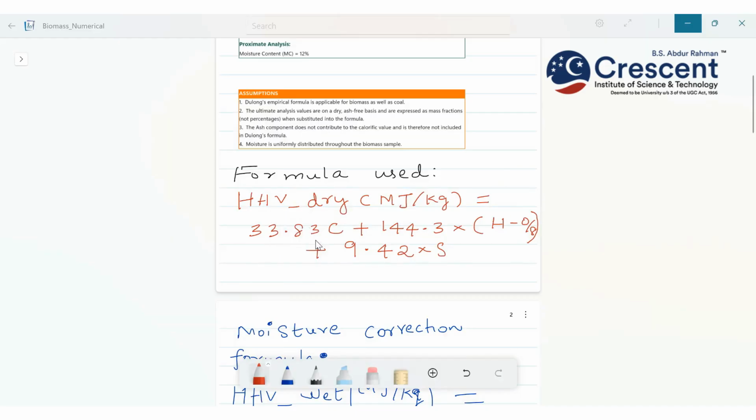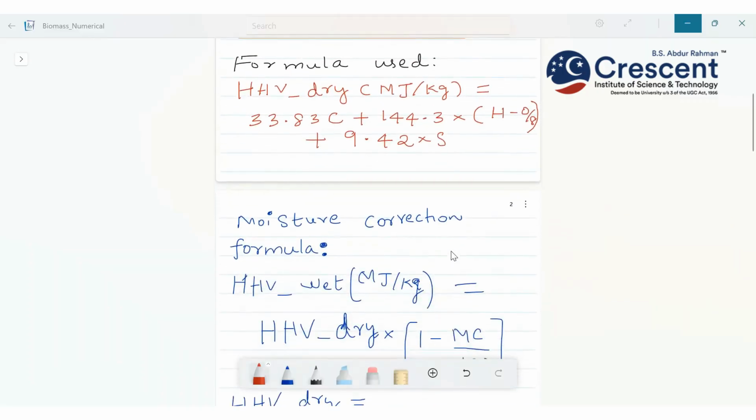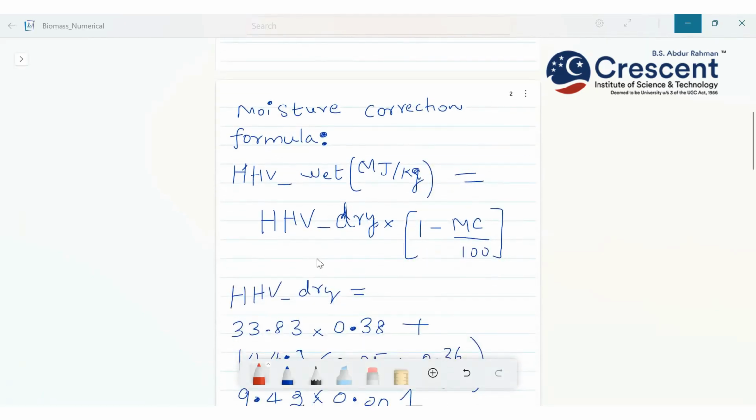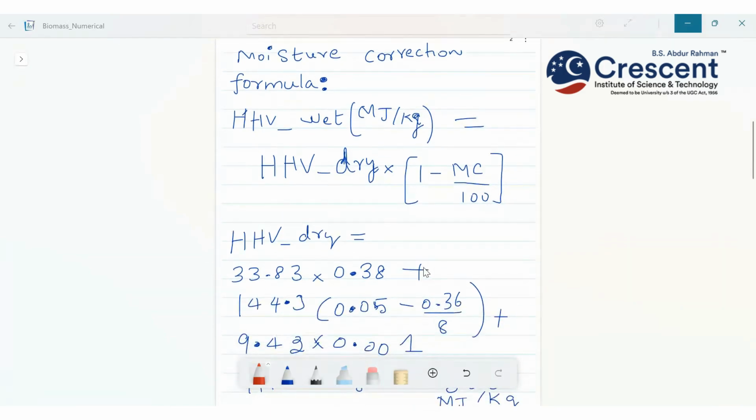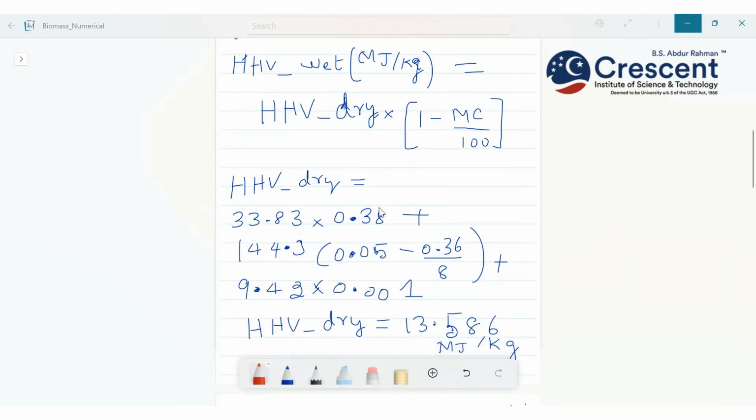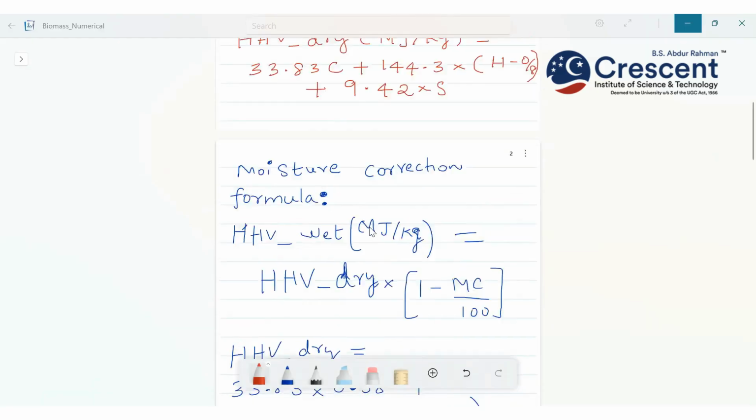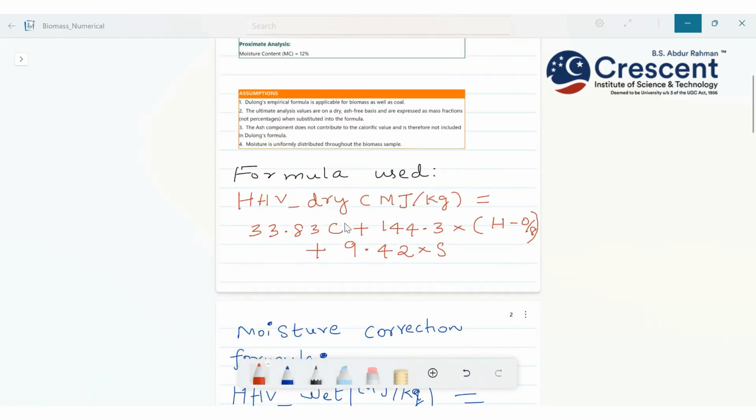So first I write Dulong's formula, which gives the HHV on dry basis, which is equal to 33.83 times C plus 144.3 times (H minus O by 8) plus 9.42 times S, right? And we also have to use a moisture correction formula to find the HHV on wet basis. So HHV on wet basis is given by HHV on dry basis times (1 minus MC by 100).